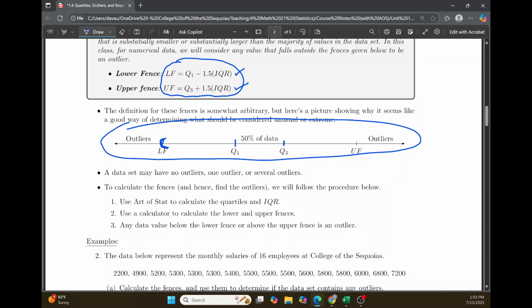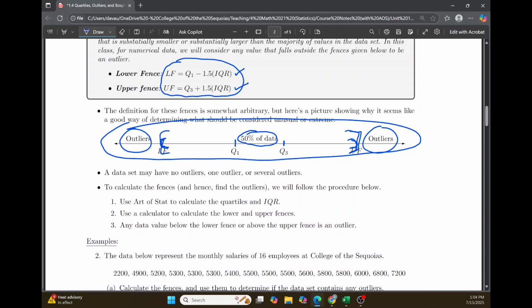Similarly, the upper fence is going to be the distance between Q1 and Q3 times 1.5, and then we add that to Q3, and that would put us all the way up here. So we're saying, if 50% of your data lives here, then any data that's between the lower fence and the upper fence is pretty normal data. But if you're outside of those areas, those are some pretty unusual values. And anyway, that's the idea behind fences and outliers.